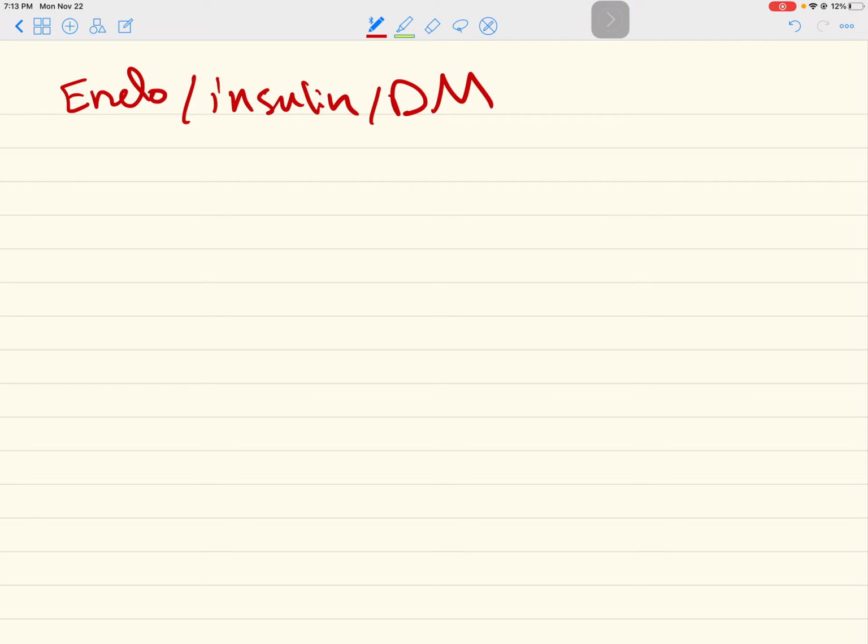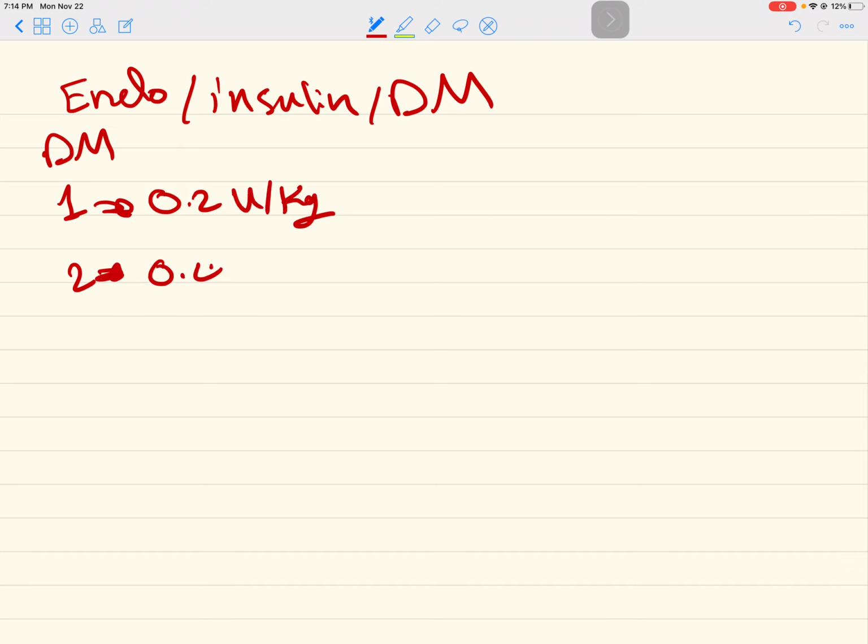So we have two types of diabetes: type 1 and type 2. Type 1, usually the average is 0.2 unit per kilogram. Type 2, usually 0.4 units per kilogram. Okay, so this is average. Let's say for a 100 kilogram individual, then in this case, for type 1, it's 50 units. For type 2, it's around 40 units.